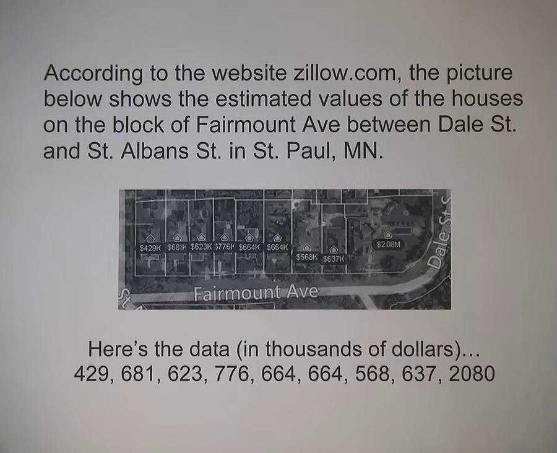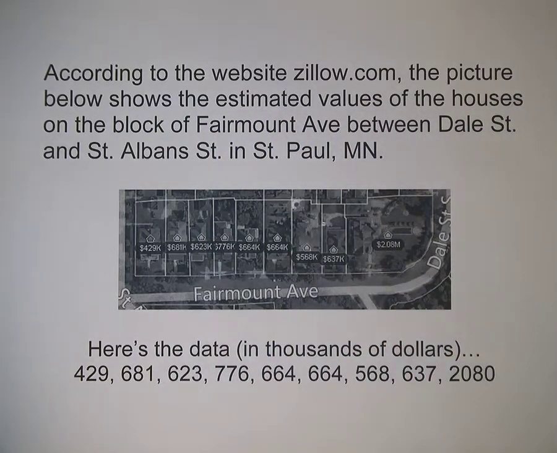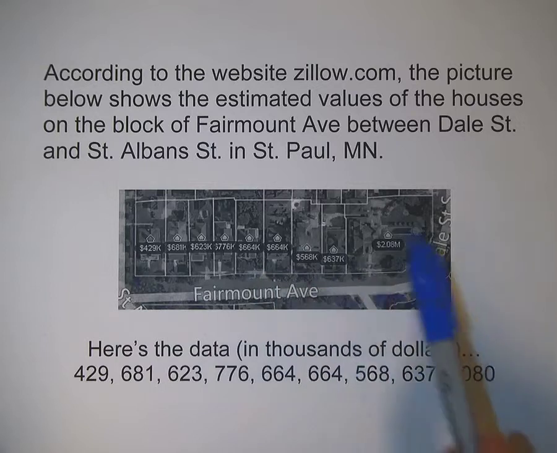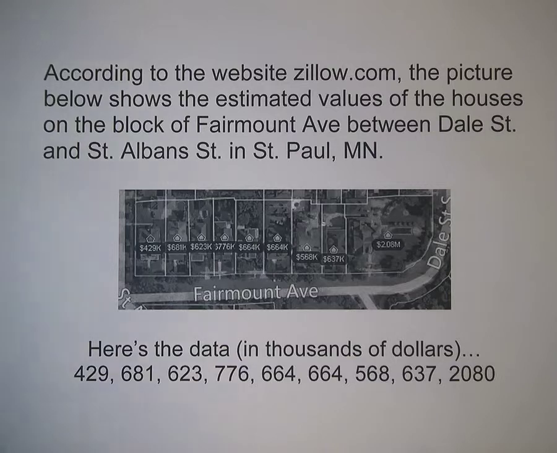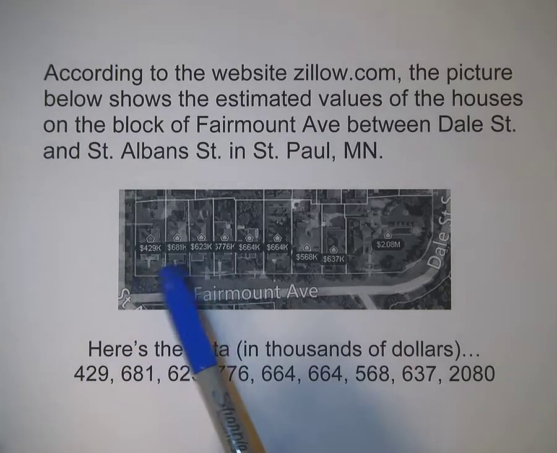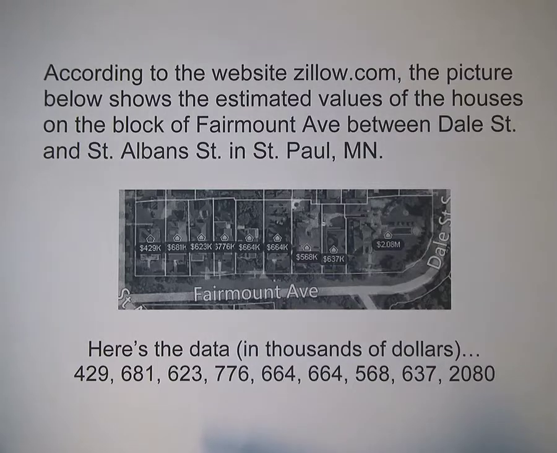According to the website Zillow.com, which gives you information about housing values, the picture shows the estimated values of the houses on the block of Fairmont Avenue between Dale Street and St. Albans Street in St. Paul, Minnesota. This is by no means a representative neighborhood in St. Paul. I picked one that was pretty affluent. There are 9 houses on the block, and each of the numbers next to the house represents the estimated value that Zillow placed on that house.